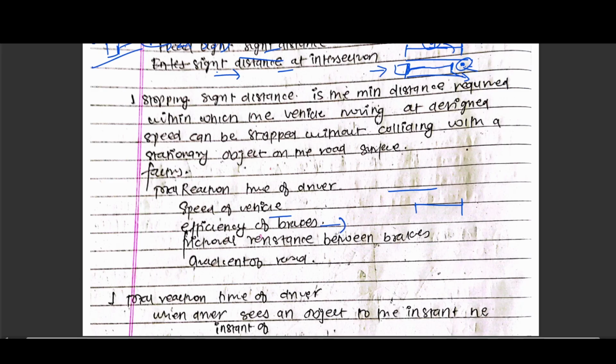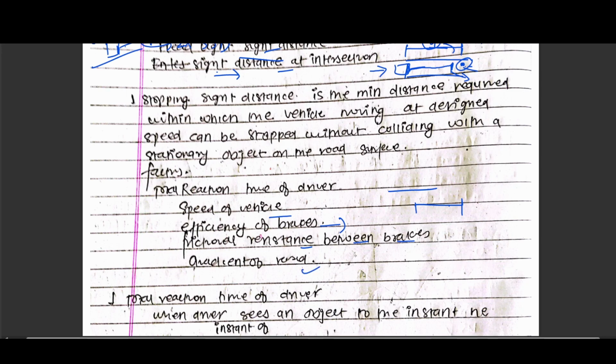And the next one is the efficiency of the brake. Like if the brake efficiency is 100%, that means you apply the brake and your vehicle stops right there, then the stopping sight distance will be less. That is the reason. And another is the frictional resistance between the brakes. If the frictional resistance is more, then the stopping sight distance will be less. If the frictional resistance is less, the vehicle will take a long time to come to rest. That's why this will be more. If the frictional resistance is more, then stopping sight distance is less. If the frictional resistance is less, then stopping sight distance is more.